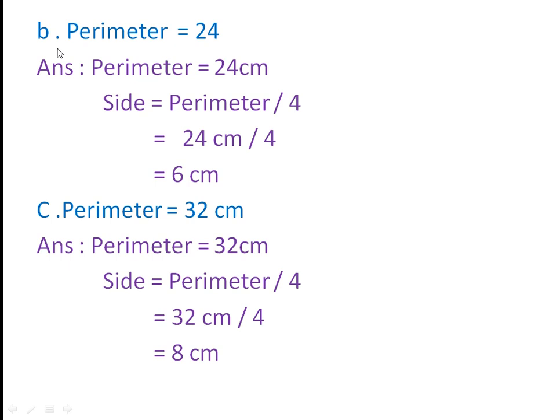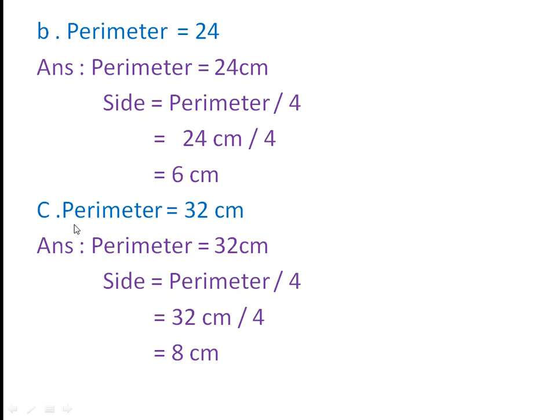See next problem. B problem. Perimeter is equal to 24. And write down the statements here. First write down perimeter is equal to 24 centimeters, and write down the side formula, perimeter divisible by 4, and write down the perimeter value 24 centimeters and divisible with 4. Okay, 4 sixes are 24. 6 is the quotient here, and 6 centimeters is the answer for the side here. Okay, this is the problem solution.